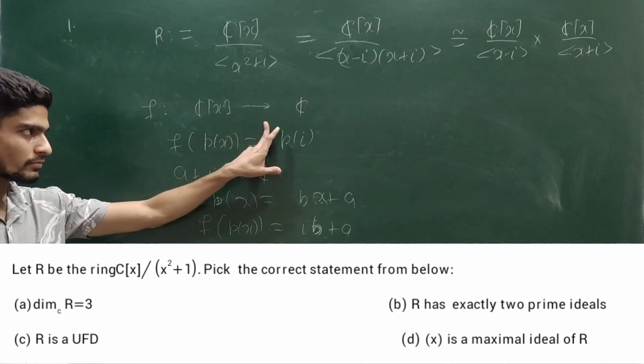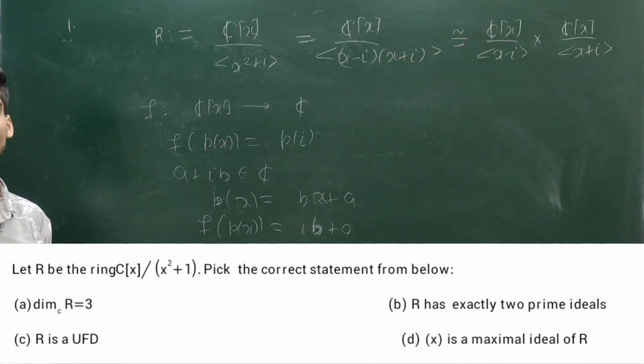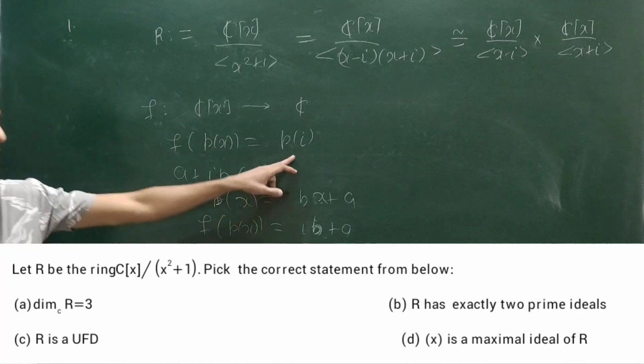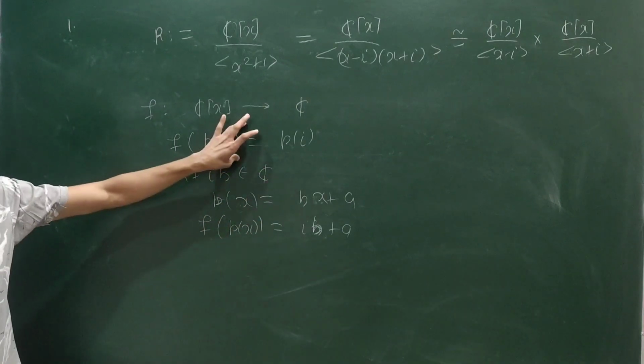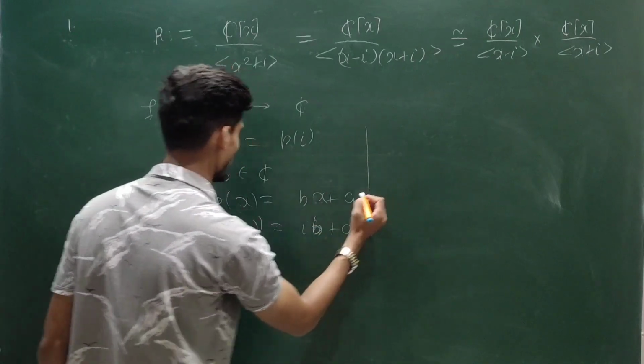Moreover, it is an evaluation map, and every evaluation homomorphism is an onto ring homomorphism. So if you know the concept of evaluation homomorphism, you can use that. Otherwise, you can see this. So this is an onto ring homomorphism. Once it is an onto ring homomorphism, can you give me the kernel of this homomorphism?